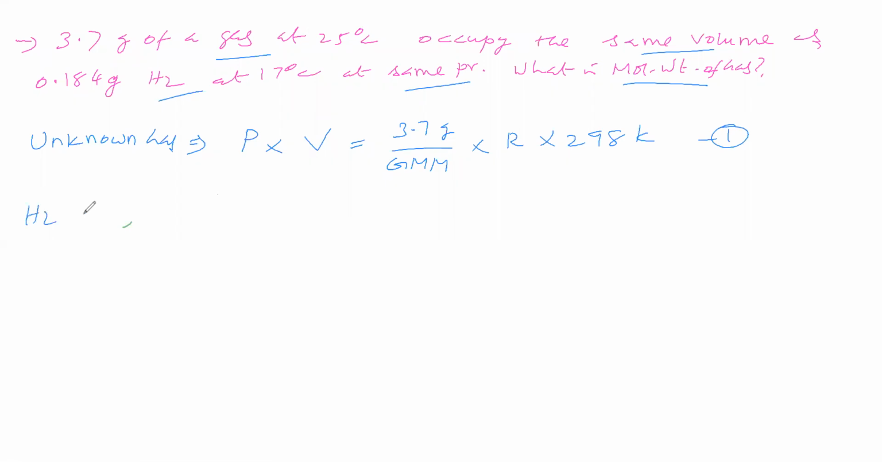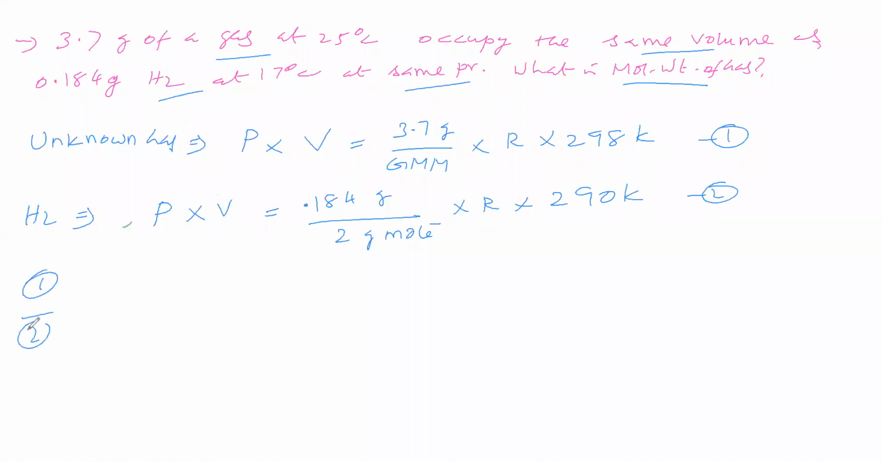Now we will take hydrogen. For hydrogen, pressure is same, so P. Volume is same, so V. Mass of hydrogen is 0.184 gram. Gram molecular mass of hydrogen is 2 gram per mole. Atomic mass is 1, and 2 atoms are there. Therefore, 1 into 2 gram per mole into R. Temperature given 17 degrees Celsius, convert into Kelvin, so 290 Kelvin. It is the second equation. Now we will divide the first equation by the second equation.